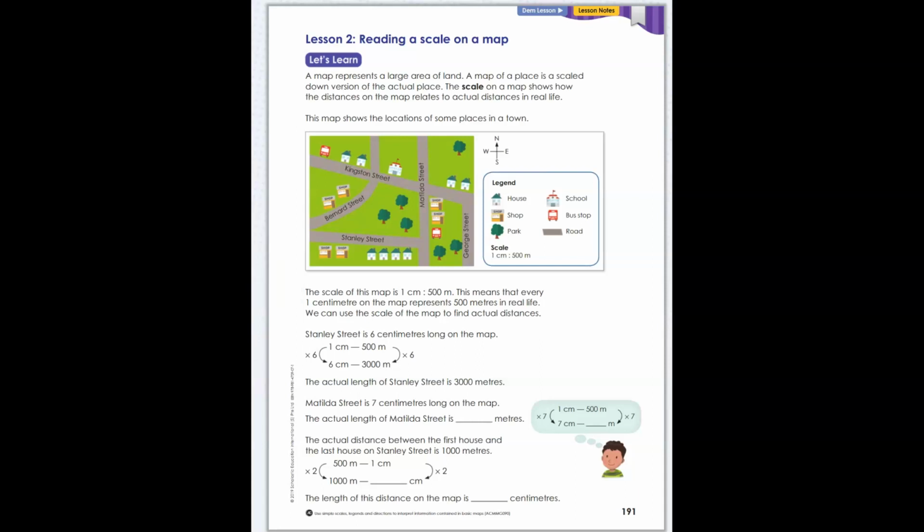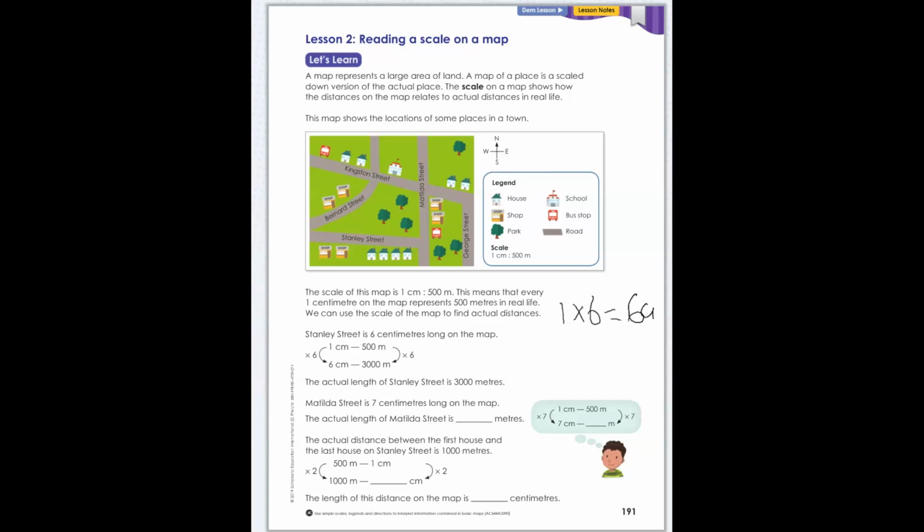So Stanley Street is 6 centimetres long on the map. So we've got 1 centimetre equals 500 metres. So we're going to times that by 6. So then we know that 6 centimetres equals 3,000 metres. Let me break that down. They have gone 1 times 6 equals, shout it out, that's it. Whoa, you blew my ears off.